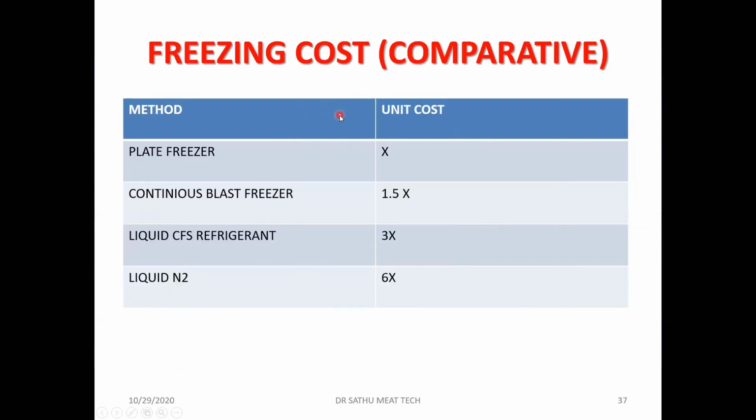So let's see a comparison of the unit cost for freezing. If the plate freezer is X, the continuous blast freezer is 1.5 times X. Suppose this is 100, then the continuous blast freezer comes to around 150 rupees unit cost for freezing. Just an example I'm telling. If it is using a refrigerant like freons, it is 3X. Where using liquid nitrogen, it is 6X.